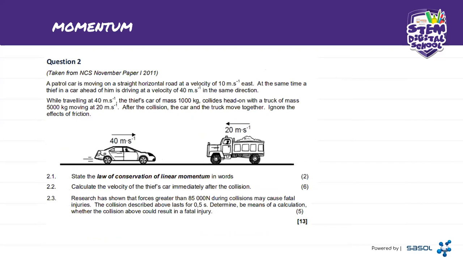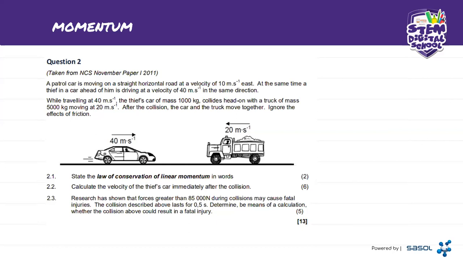So it says here, a patrol car is moving on a straight horizontal road at a velocity of 10 meters per second east. At the same time, a thief in a car ahead of him is driving at a velocity of 40 meters per second in the same direction. So while traveling at 40 meters per second, the thief's car of mass 1,000 kilograms collides head-on with a truck of a mass of 5,000 kilograms moving at 20 meters per second. After the collision, the car and the truck move together.